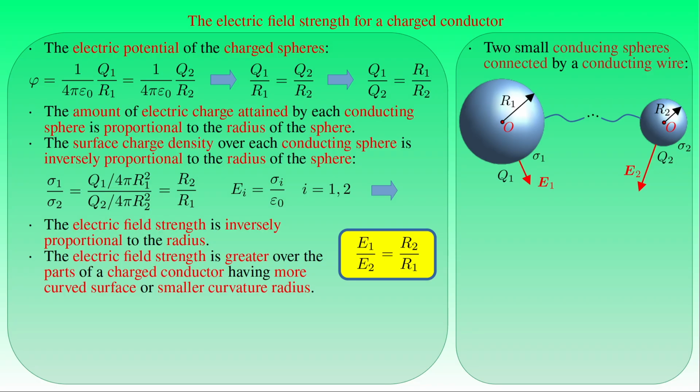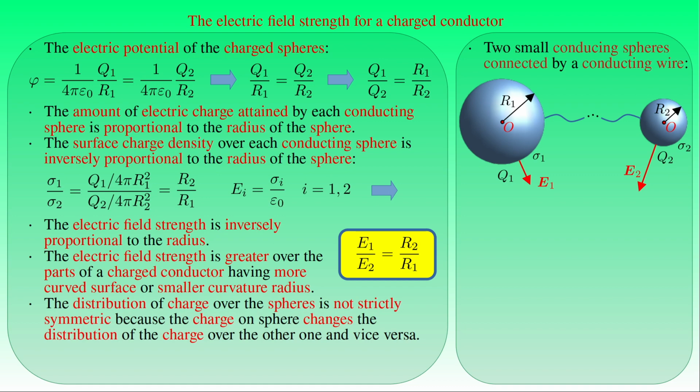We note that the distribution of the electric charge over the surfaces of the spheres is not strictly symmetric because the charge on one sphere changes the distribution of charge over the other sphere and vice versa.